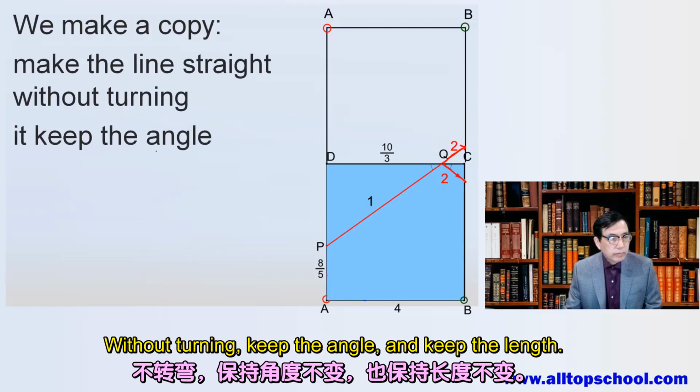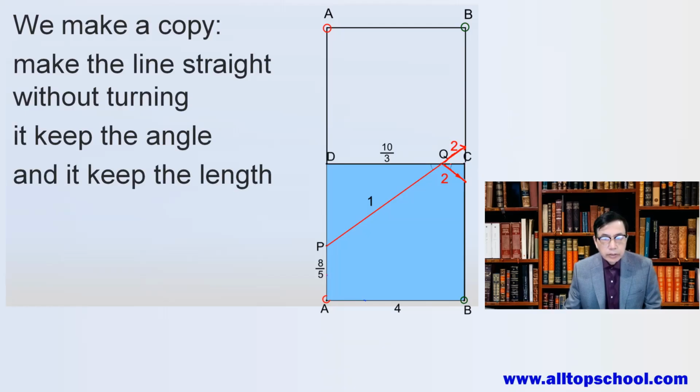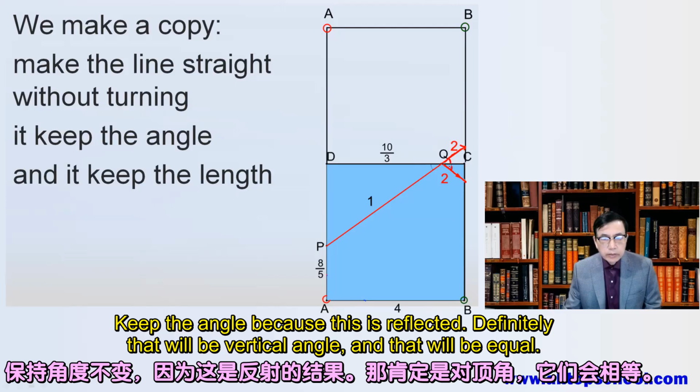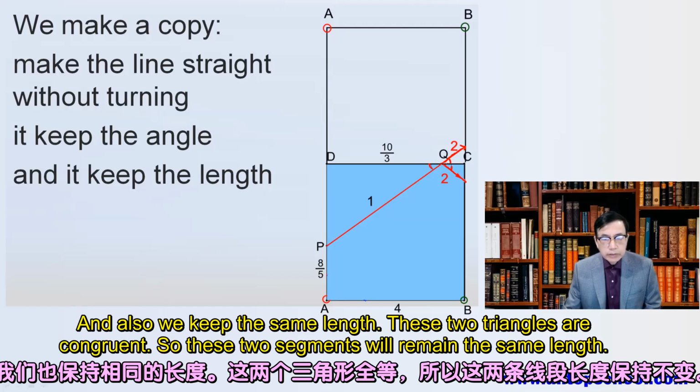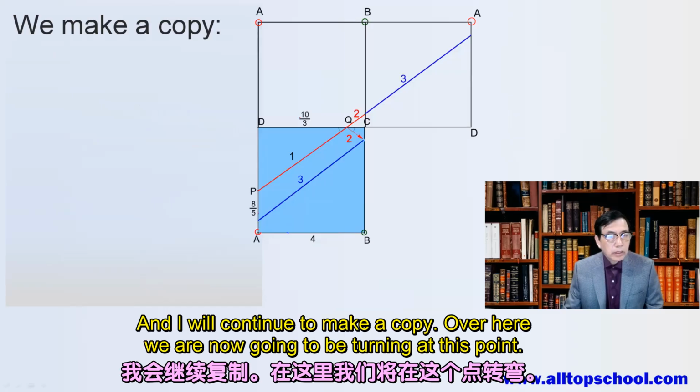Without turning, we keep the angle and keep the length. We keep the angle because it's reflected. Definitely that will be a vertical angle, and they will be equal. We also keep the same length. These two triangles are congruent, so these two segments remain the same length. And I'll continue making a copy. Over here, we are not going to be turning at this point.